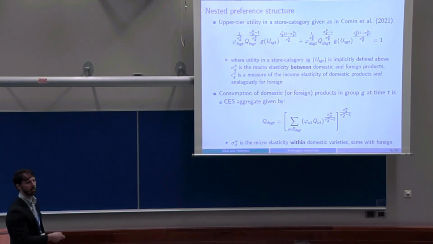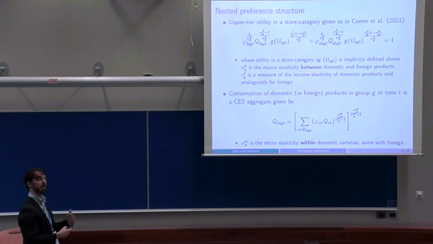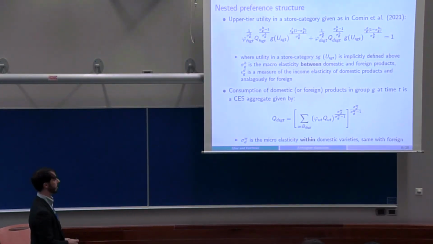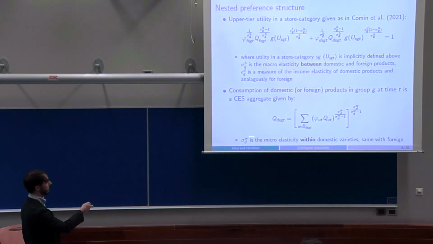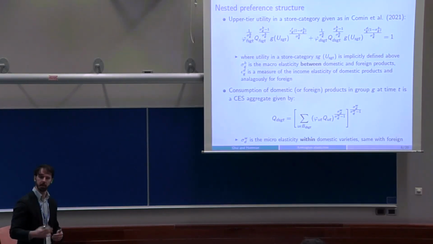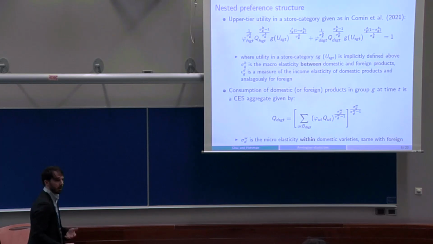Okay? But then, conditional on choosing, say, a foreign product or a domestic product, it's going to be a CES aggregator where there's a sigma W, which is the elasticity among domestic products or the elasticity among foreign products. I'm going to call that the micro elasticity. So that's the sense in which there's a macro elasticity and a micro elasticity. They're potentially different objects. We're going to let the data tell us how different these things are.